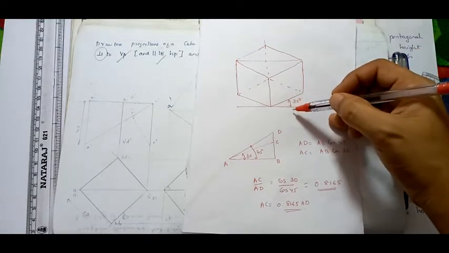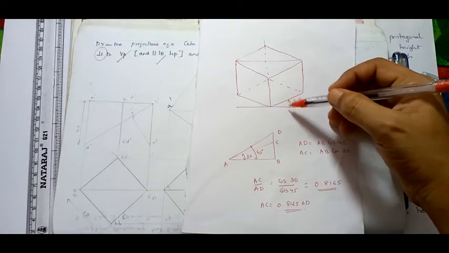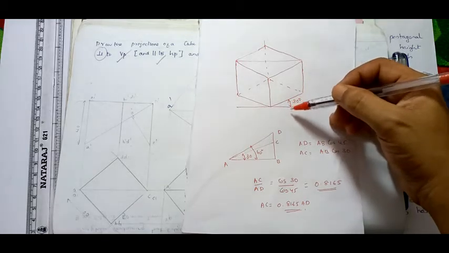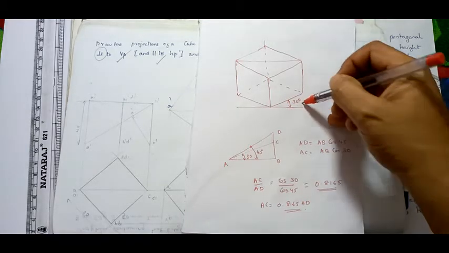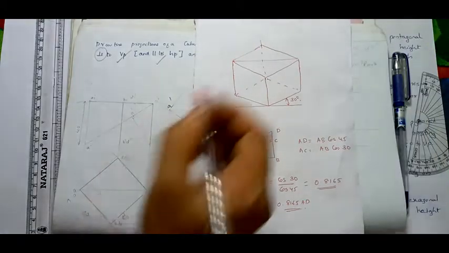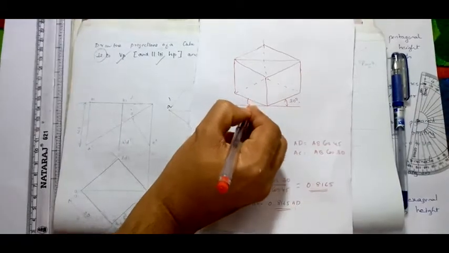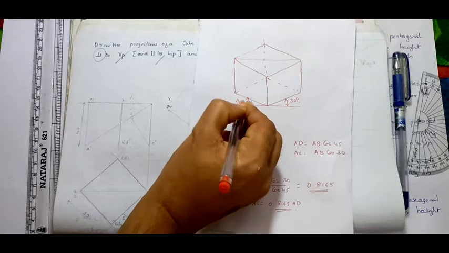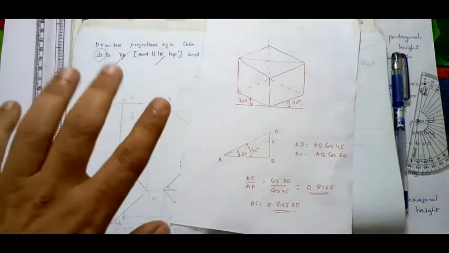First thing, this angle. See, if it is a regular hexagon, this will be 30 degrees, right? This angle will be 30 degrees. Here also the angle will be 30 degrees. This angle will also be 30 degrees. So this is the first thing we will be taking from here.